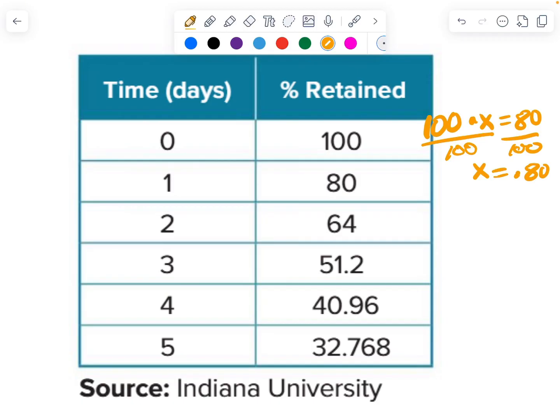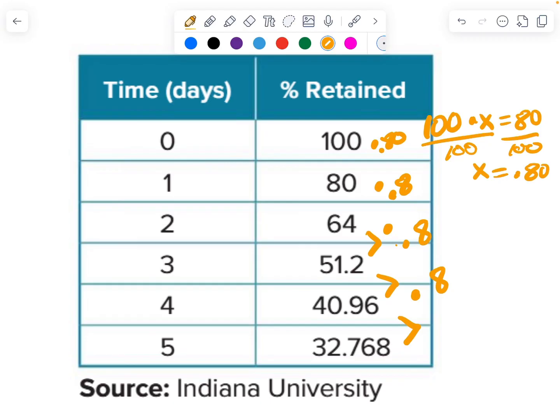So 100 times 0.8, that will work. Okay, so I multiplied by 0.8. This one, if I multiplied by 0.8, definitely. 64 times 0.8, let's see. Yep, I multiplied to get from here to here. Well, multiplied by 0.8. Let's try it again. Multiply that by 0.8. I would get that.